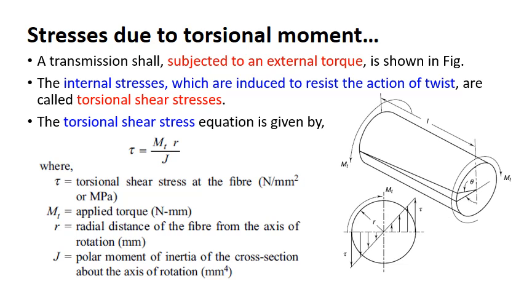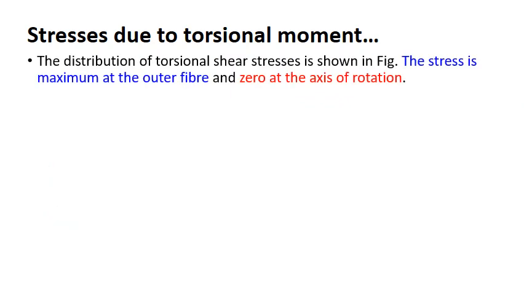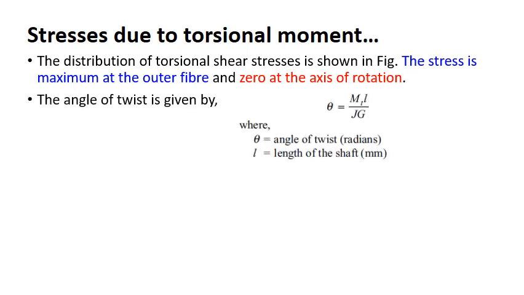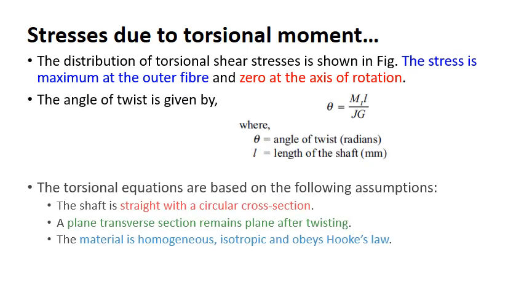The torsional shear stress equation is given by tau equals Mt r by J, where tau is shear stress in MPa, Mt is the applied torque in Newton millimeter, r is the radial distance of the fiber from the axis of rotation, and J is the polar moment of inertia. So please be consistent with the units. For length you use only millimeter, because we use MPa. Okay, so the distribution, yes, it was shown, it was a linear variation. Angle of twist, yes, Mt l by J G, this is known to you.